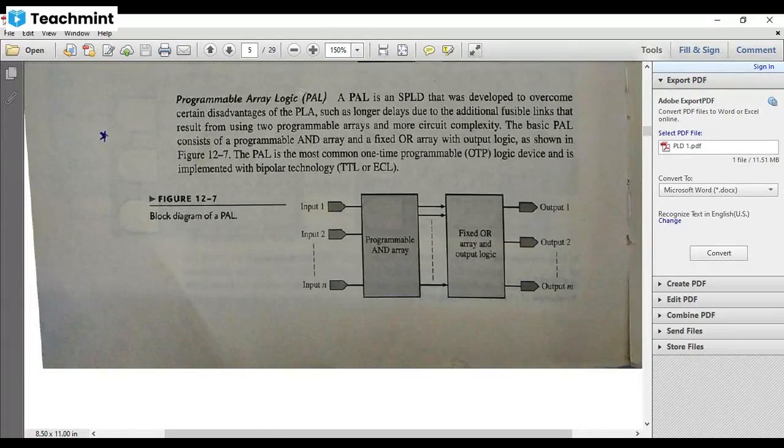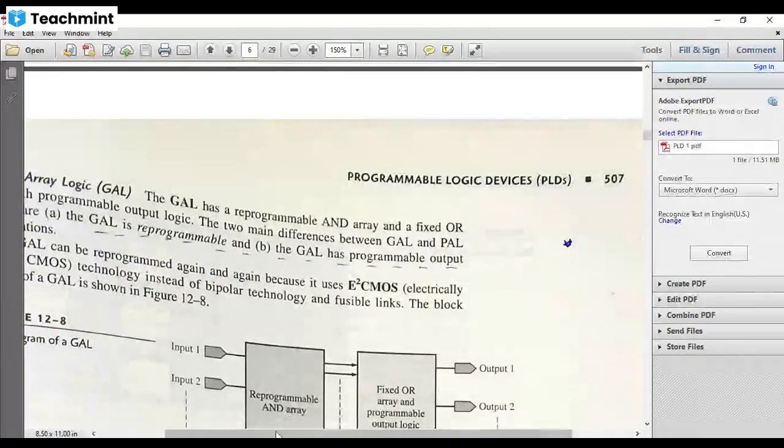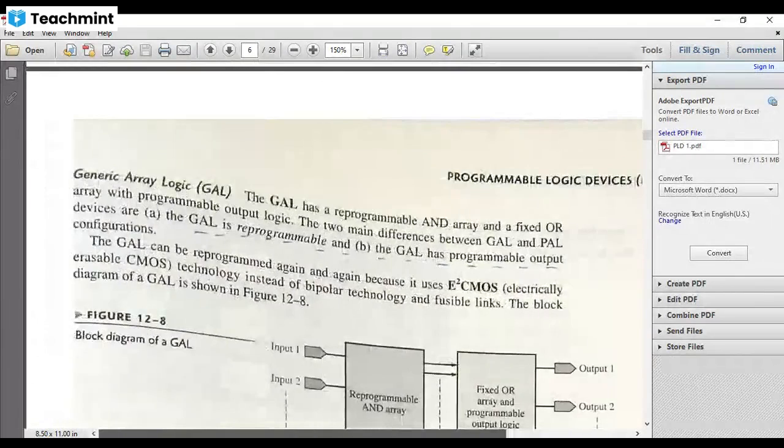As these are OTP devices, they utilize the bipolar technology for the fusible links, either TTL technology or ECL technology. So this is the block diagram of the PAL. And the last type is the GAL.